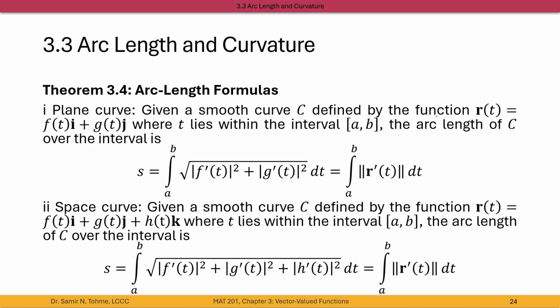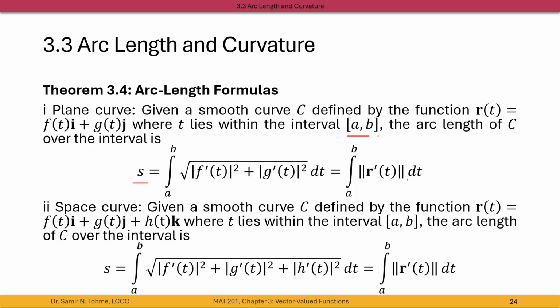consider a smooth curve C with a defined vector function r of t equal to f of t i plus g of t j, and t lies within an interval a and b. And we are interested to calculate the length of the curve between a and b. And we can use this formula: S, which is the arc length, equals the integral from a to b of the magnitude of the derivative of the vector function with respect to t.